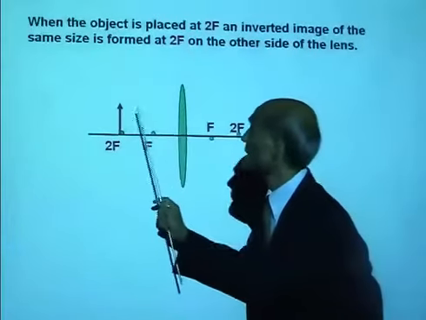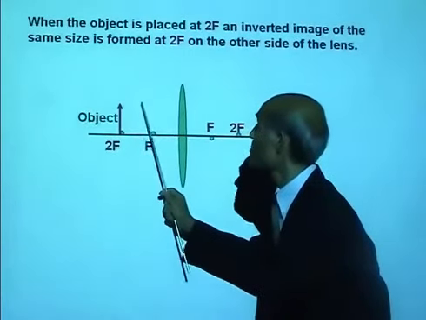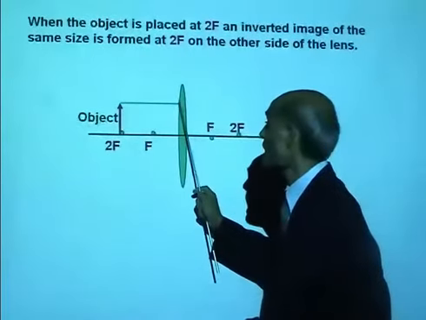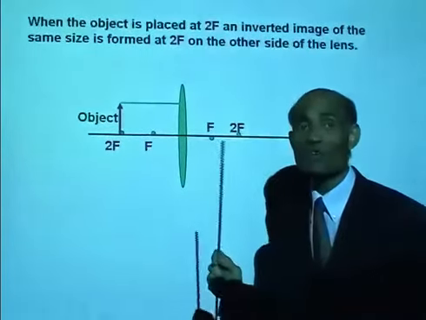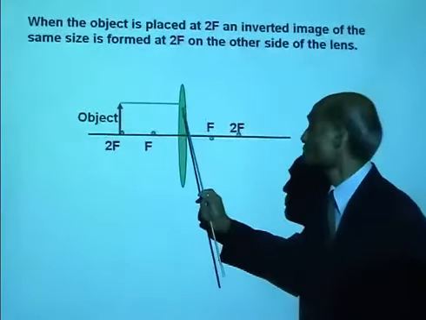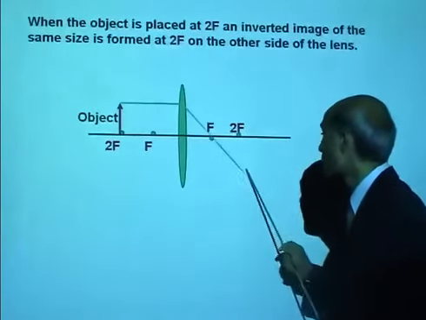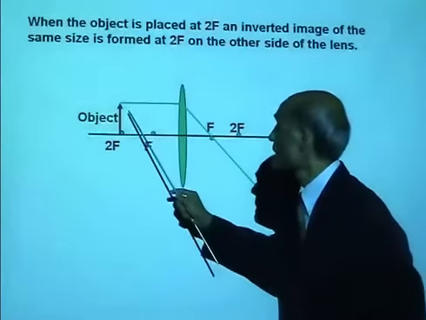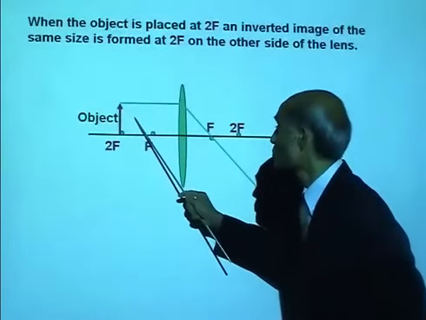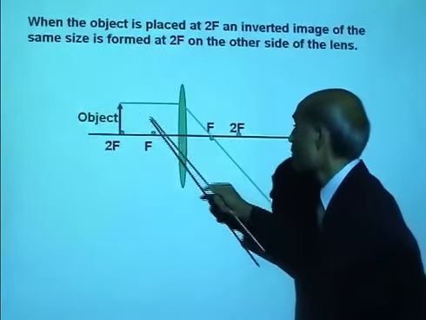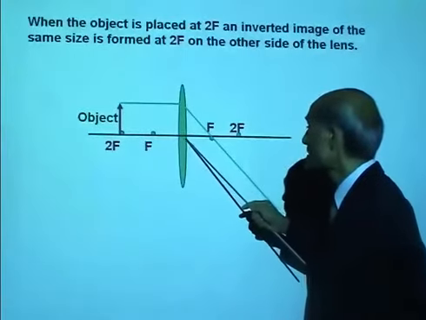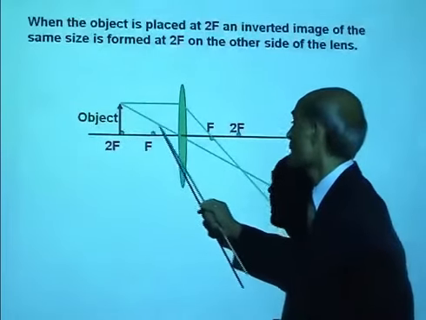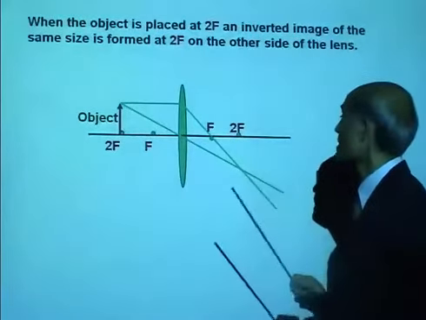Okay, let's take a ray that is parallel to the principal axis. After passing through the lens, where will it go? It will pass through the principal focus. Another ray we can take is the ray that passes through the center of the lens. If a ray passes through the center of the lens, it will go without any deviation. There we are. This ray goes without any deviation.